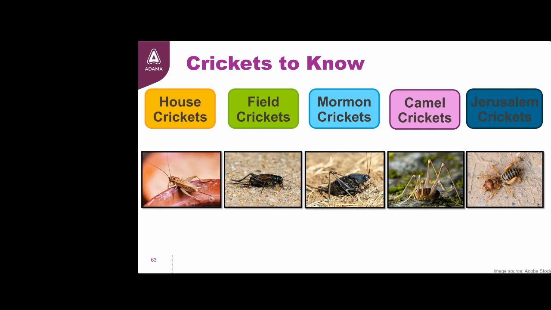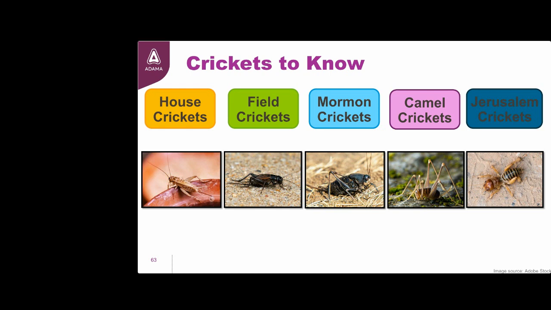Field crickets, that's a dark brown or black cricket next to the house cricket there. These guys definitely prefer to live outdoors, but they can make their way inside, especially when the conditions outside become unfavorable. It's too hot, it's too dry, it's too wet, whatever the case may be, they may be trying to come inside to find more favorable conditions.